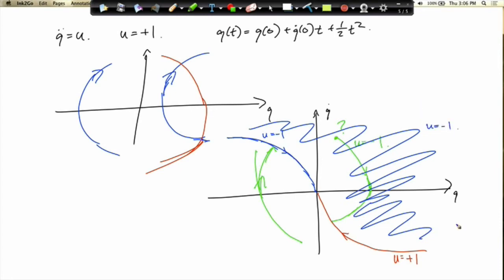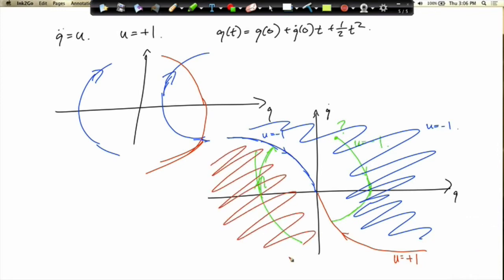And everywhere over here, I should be doing u equals positive 1. Okay? That is my optimal policy. And it's actually not hard, but it's subtle. If I'm going to write an algorithm that claims to be able to do this, it's got to come out with some non-trivial things, right?